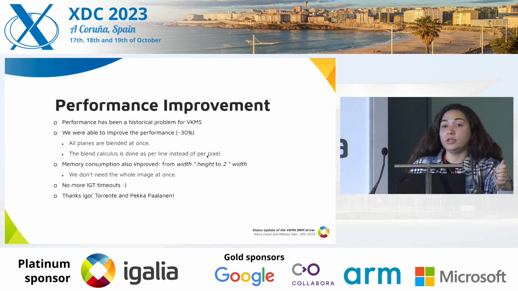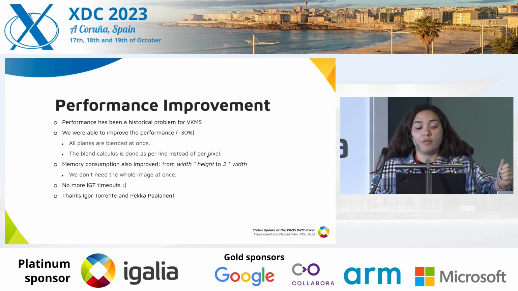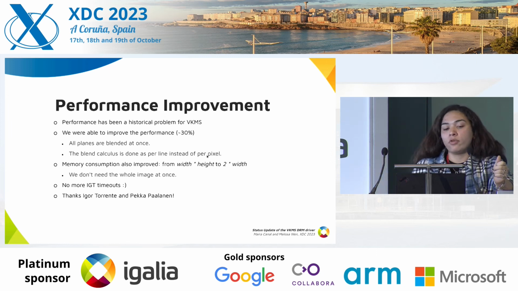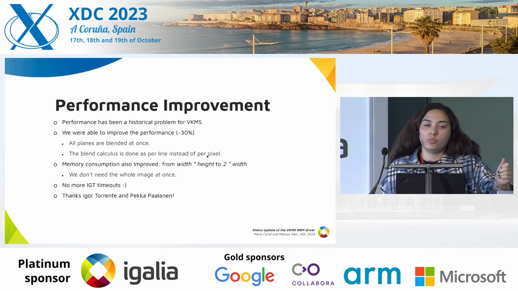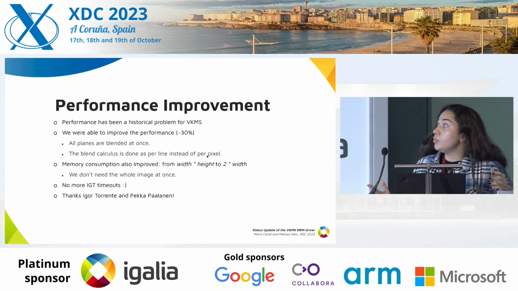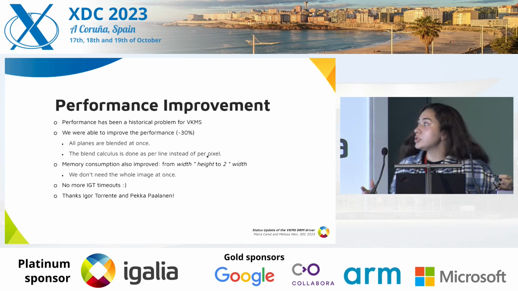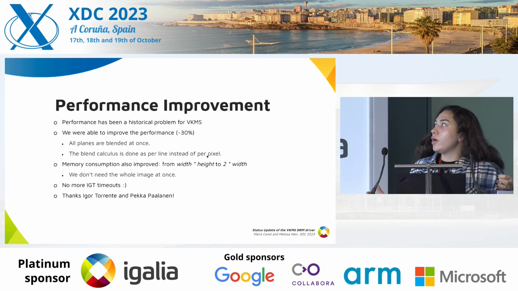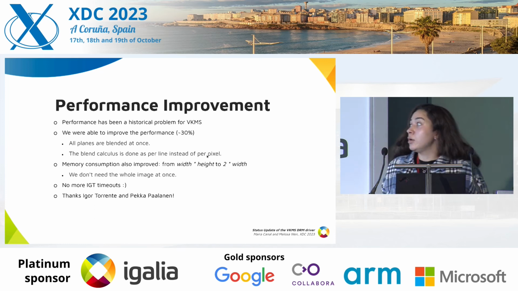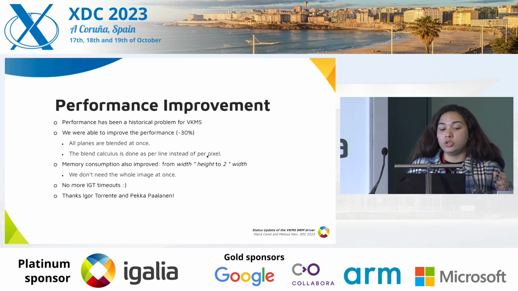So the first thing that really changed in VKMS recently was the performance. We had a huge performance improvement in the last couple of months. Performance was a major problem in VKMS because you need to make the composition and the blending in software, which can be quite slow. So we were able to improve the performance by about 30%, which is awesome because now all planes are blended at once, and we make the blend calculation per line instead of per pixel, which was a major update.